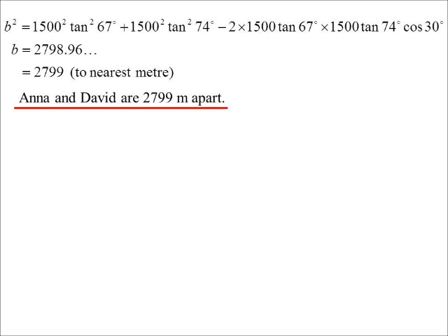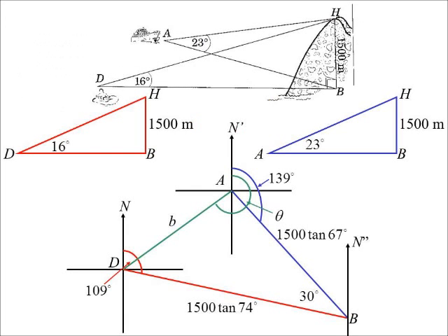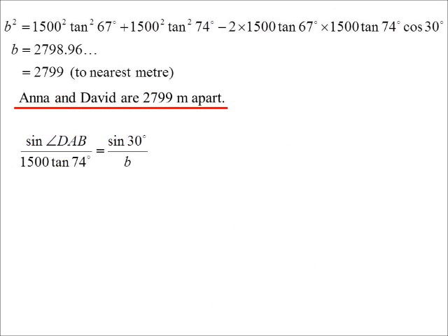Okay, let's go back to our diagram. I know the blue part there is 139. So if I can find angle DAB, add that onto 139, I'll have the bearing. I can now use the sine rule. So sine of angle DAB over 1500 tan 74 equals sine 30 over B, rearranging.